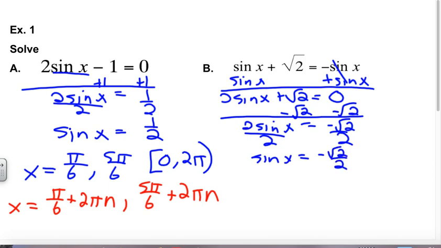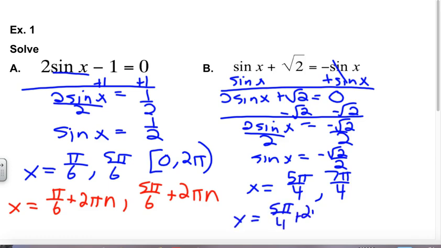So we're looking for the values again on the unit circle when sine is negative square root of 2 over 2. And whenever we look for those values, we're finding the y coordinate. The y coordinate is going to be negative square root of 2 over 2 at, let's see, 5 pi over 4 and at 7 pi over 4, I believe. That's when sine's going to be negative square root of 2 over 2. And of course, you can write it by adding on 2 pi n to indicate all of the answers to this equation.